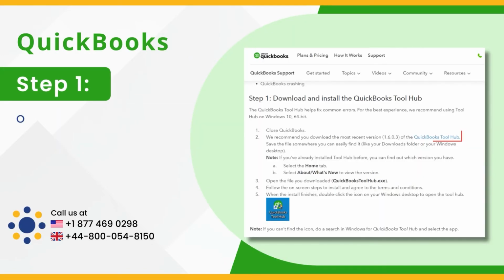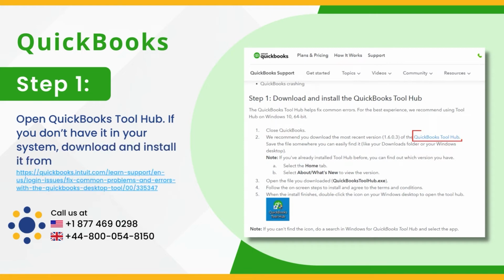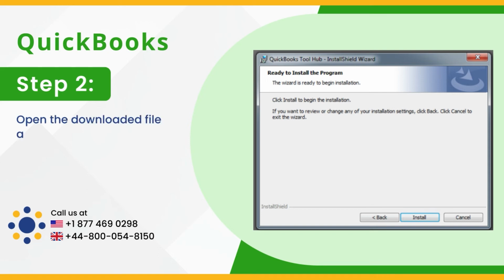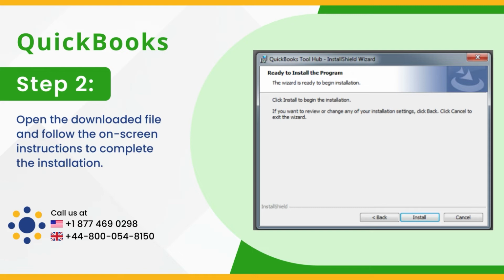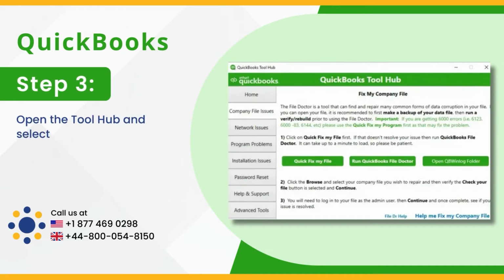Step 1. Open QuickBooks Tool Hub. If you don't have it in your system, download and install it. Step 2. Open the downloaded file and follow the on-screen instructions to complete the installation. Step 3. Open the Tool Hub and select Company File Issues.